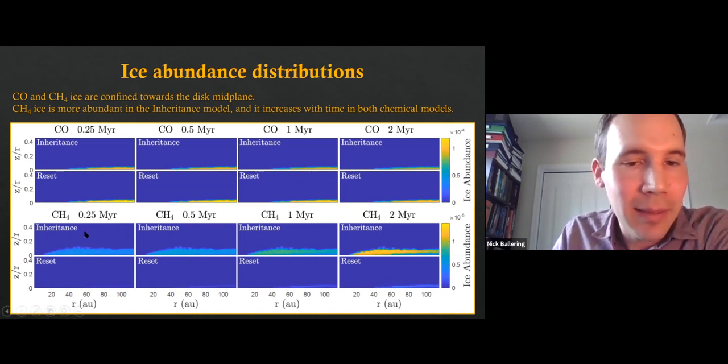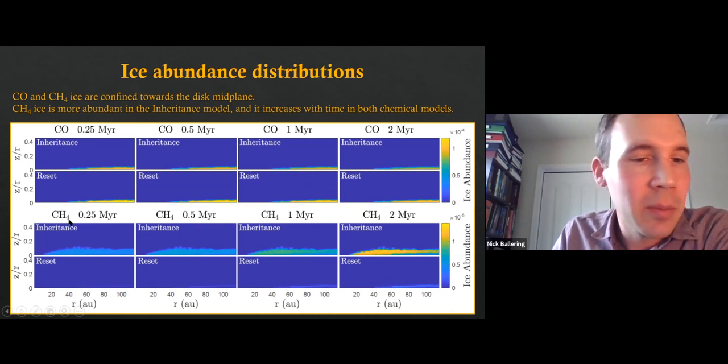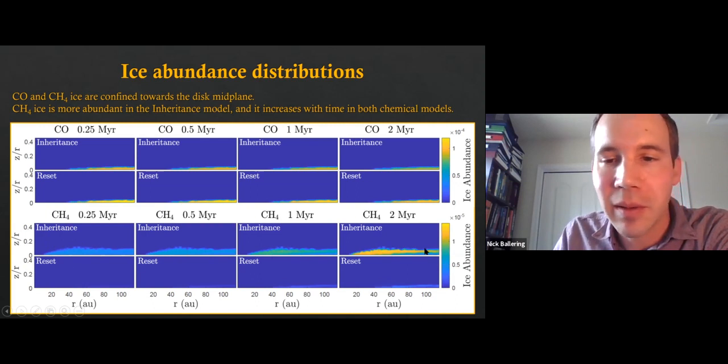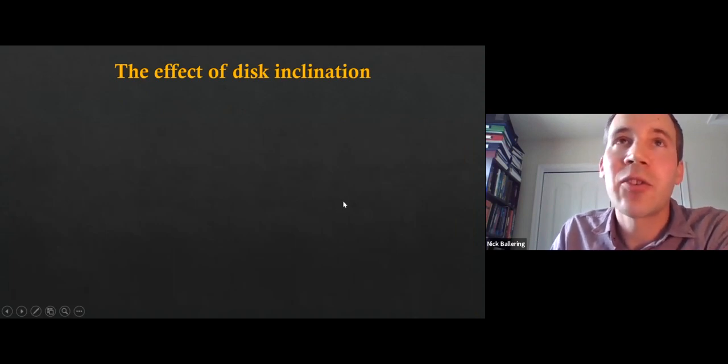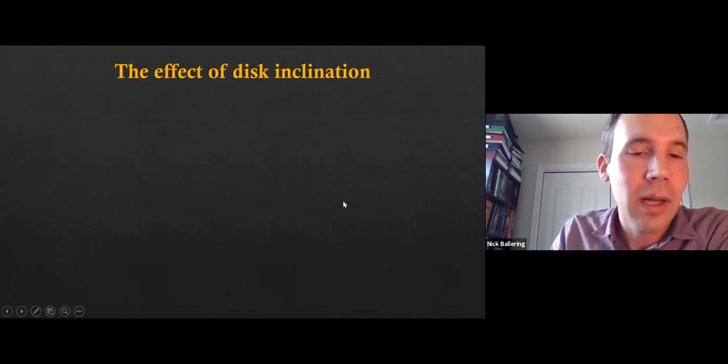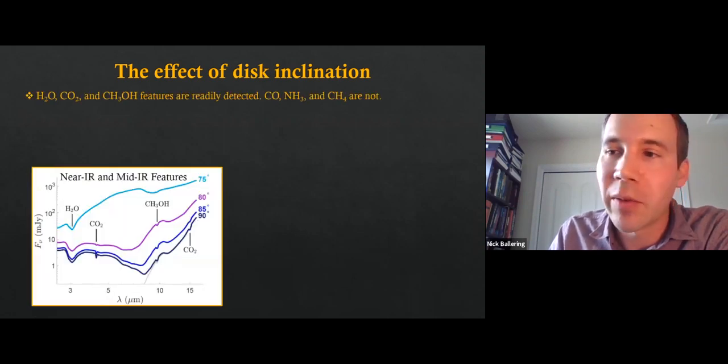And we can also see that the methane is significantly more abundant in the inheritance model, but in both the inheritance model and the reset model, the methane ice abundance tends to grow with time. So now let's take a look at how this translates into potentially observable spectra. What are the outputs of the radiative transfer?